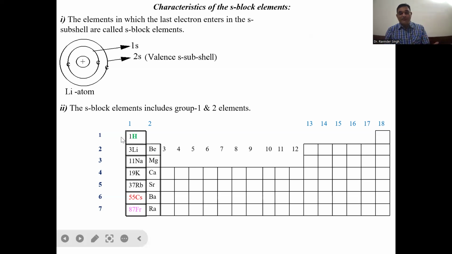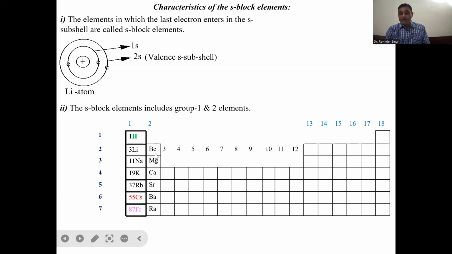In group number 1, the element is present in the first period, so we start the magic number from 2, means 1 plus 2, 3. Because there is no element in group number 2 here in the first period, we'll start the magic number from 8. After 3, lithium, the next element, beryllium, has the atomic number 4.